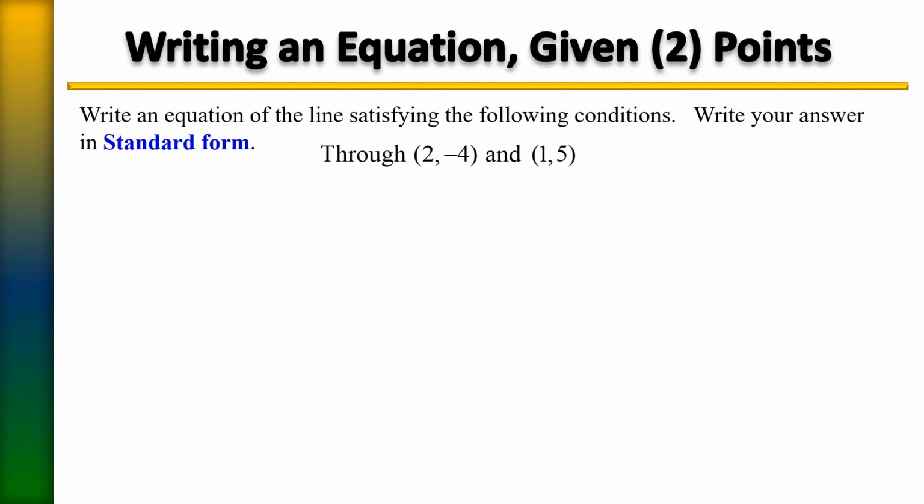Now recall that in order to write a line, you need 2 things. You need to know the slope and you need to know a point. Well, we have a point. We actually have 2 points, even though we don't need but 1 to plug in. But we don't know the slope. So that is what we're going to use those 2 points to help us with. Those 2 points are going to help us identify what the slope of the line is.